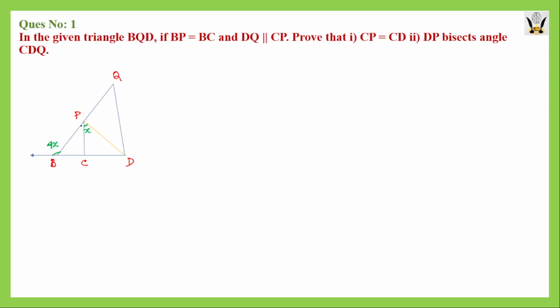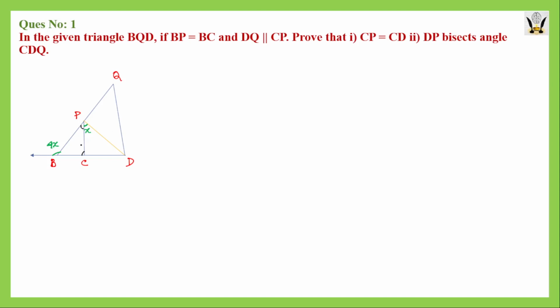That means this angle and this angle will be equal. This triangle will be an isosceles triangle. The second condition which is given is DQ is parallel to CP. DQ is this side and CP is this side. So these two lines or sides are parallel.